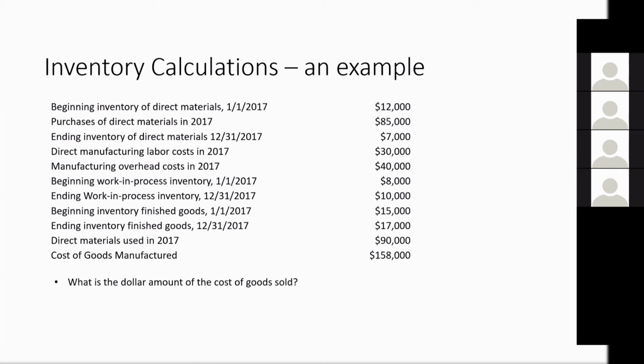And notice that in addition to the direct materials, I've now added the cost of goods manufactured. So you do not need to recalculate cost of goods manufactured. And when we're dealing with cost of goods sold, which inventory are we dealing with?